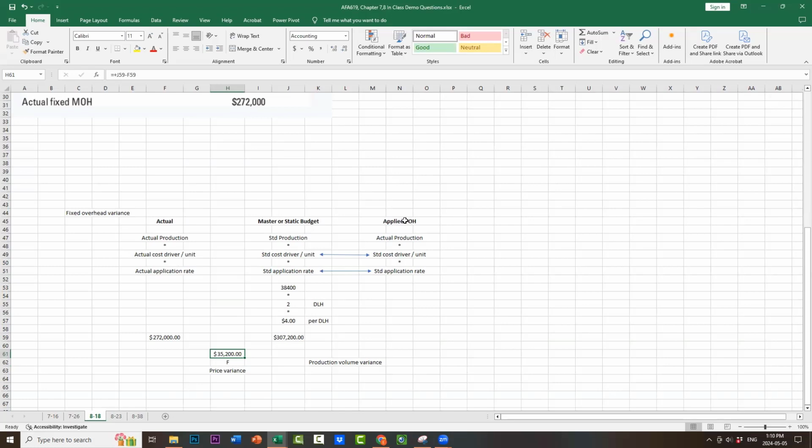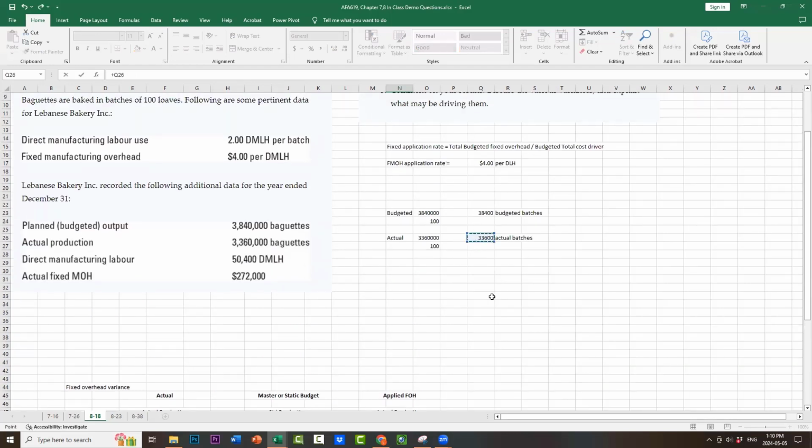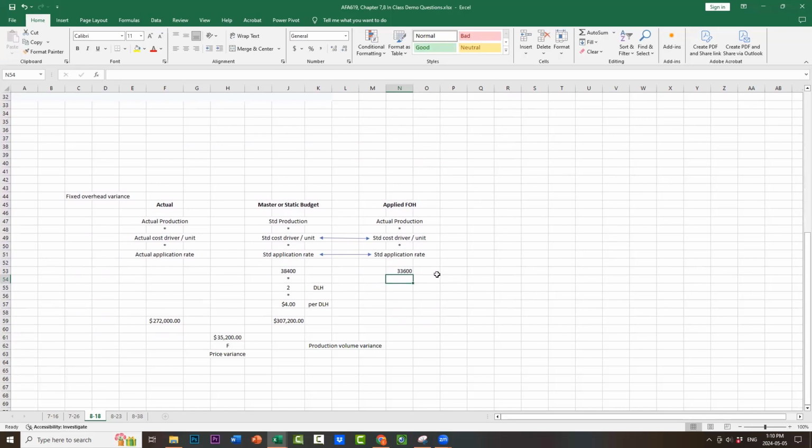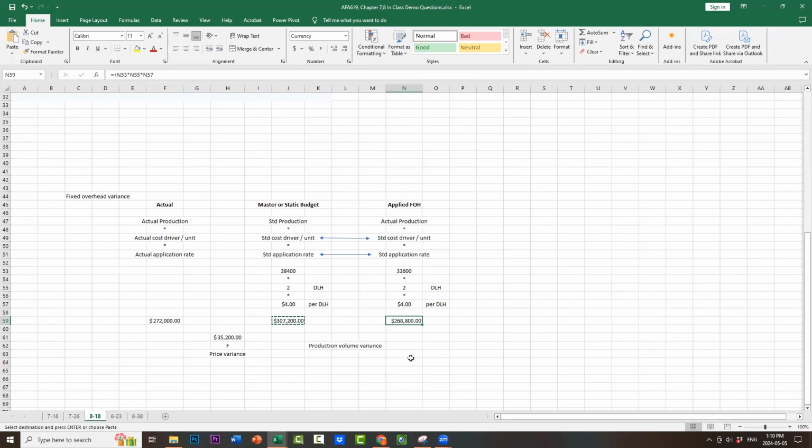This is the flexible budget. So we're going to look at actual batches, and our actual batches were 33,600. We're going to multiply this by the standard cost driver per unit, which is $2 of direct labor hours, and we're going to multiply it by the standard application rate, which is $4 per direct labor hour. So I can copy this, put it over here, and paste it. Oh, and I need it a little bit larger. There we go. So that is $268,800.